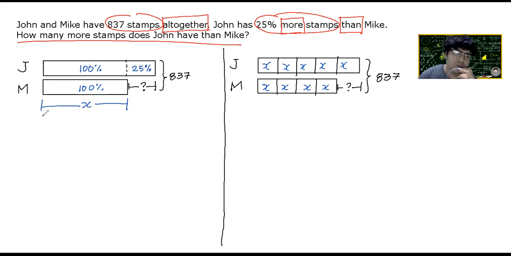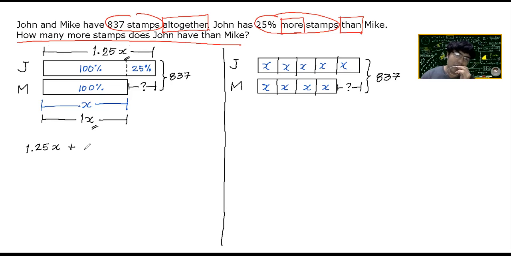Now, if you want to represent Mike's amount of stamps, it can be 1x. And for John, this will become 1.25x, since 25% is 0.25 in decimal, so we may be able to use this. Now, do not forget that the total number of John's stamps and Mike's is 1.25x plus 1x, or simply x, equals 837. So this will be our equation for percents.